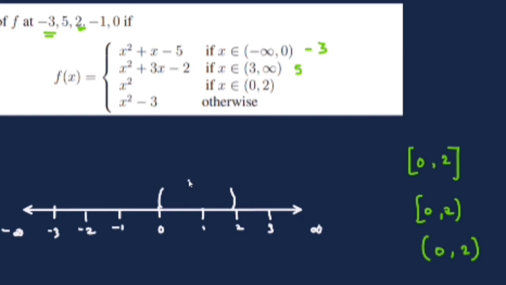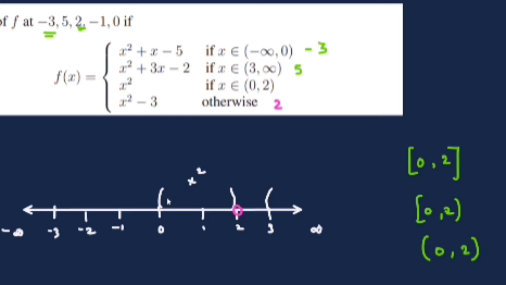0 to 2 is x square. 2 is not there in any group. So 2 comes here. This is open bracket. Here also 2 is not included. Here it is 3 to infinity, also 2 is not there. So 2 is in the otherwise because 2 is not there anywhere. See, open bracket here means 2 is not included. So 2 is here, otherwise.